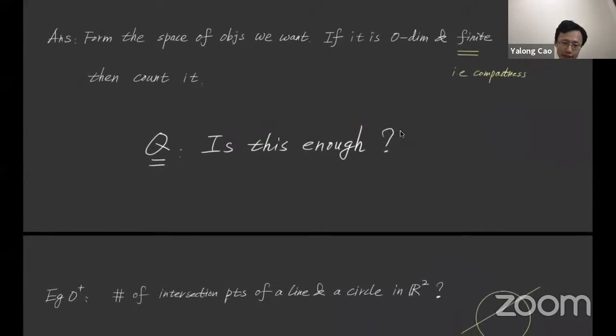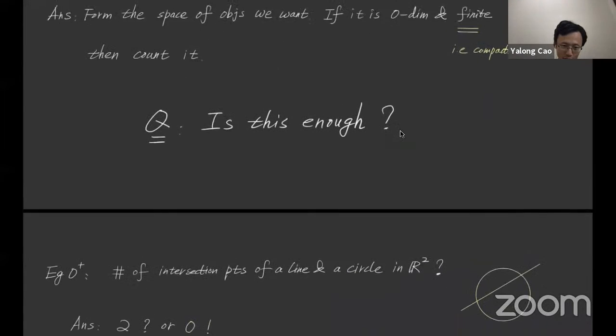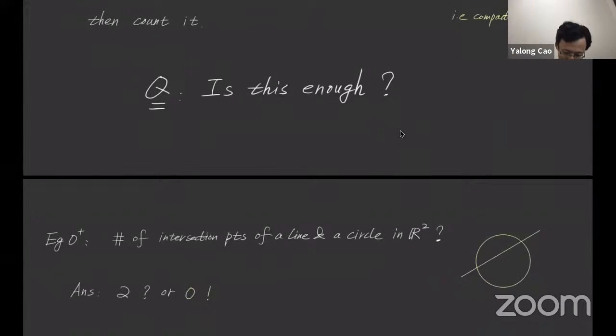Let's consider the second example. We are considering the number of intersection points of a line and a circle in R2. Now this is a circle, this is a line. We are asked to count the intersection points. The most naive answer is 2 points, because here is a point and here is a point. But in fact, the answer is 0.